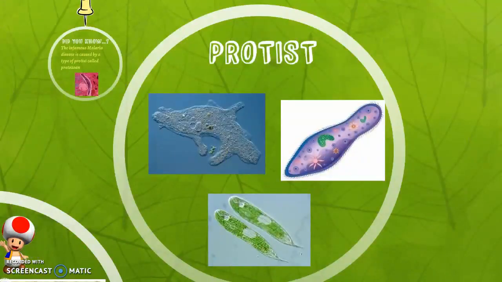Protist kingdom. Protists are similar to Monera because they are also unicellular, but they contain a nucleus. They also have moving parts and can move around their environment. Amoeba is an example of this.